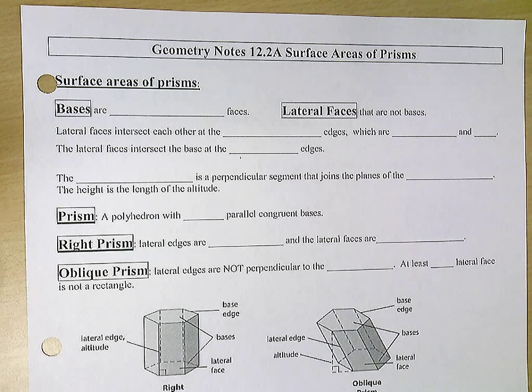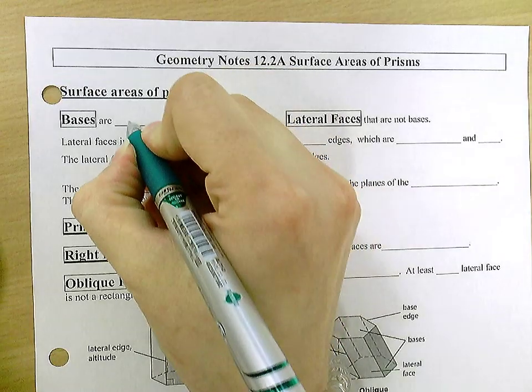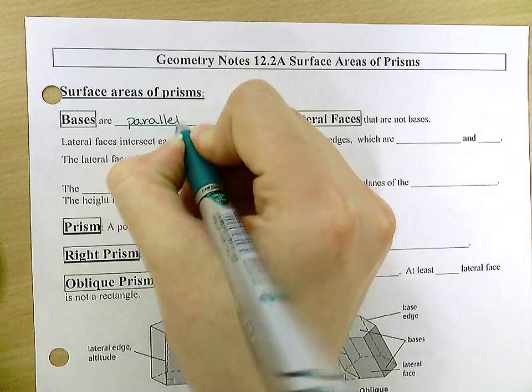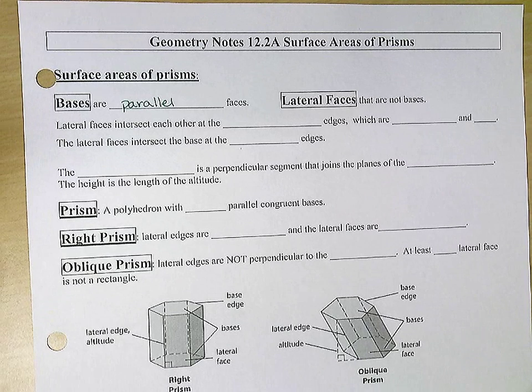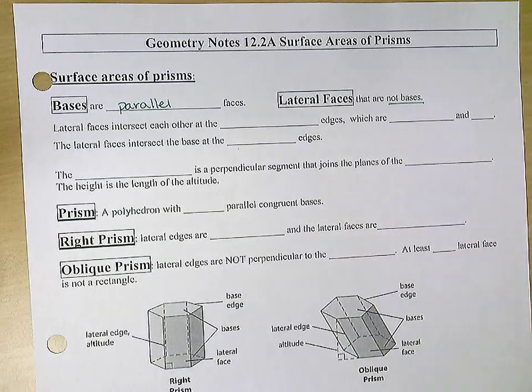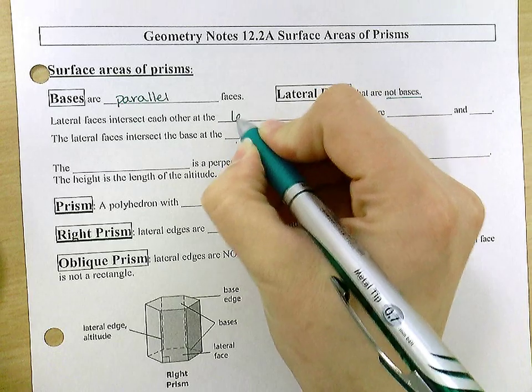So starting off here, surface area of prisms. You have bases. Okay, your bases are the parallel faces. Lateral faces are not the bases. So you have lateral faces and you have bases. You have two bases, and those are parallel to each other. The lateral faces are the ones that go around the outside of your three-dimensional figure. So lateral faces intersect each other at the lateral edges.